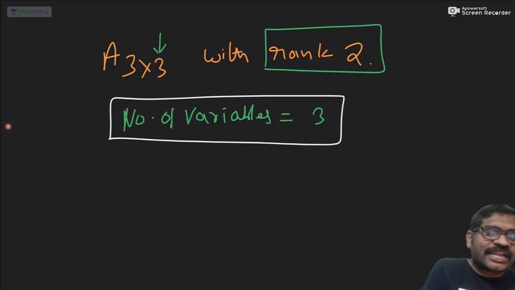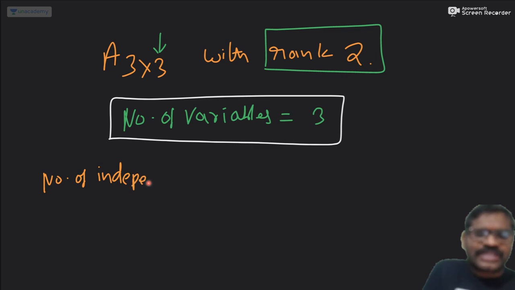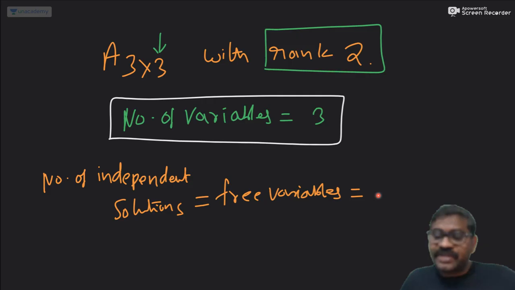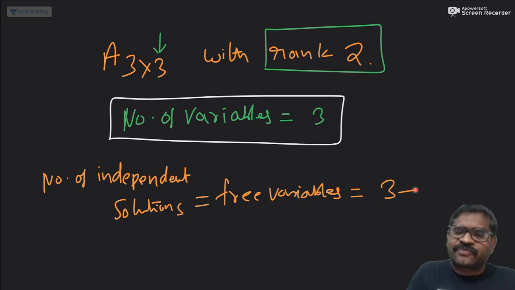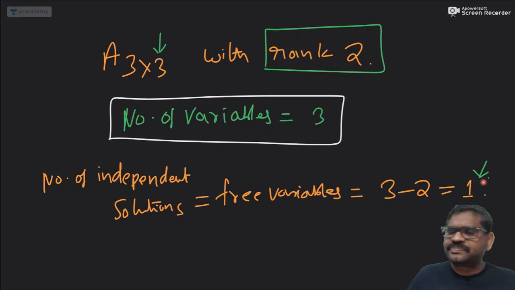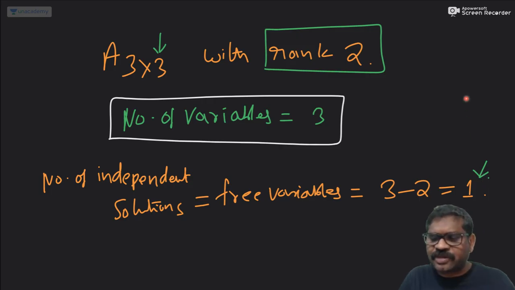Therefore number of independent solutions equal to free variables. Free variables equal to total number of variables minus rank. So 1. Answer is 1. Next problem.